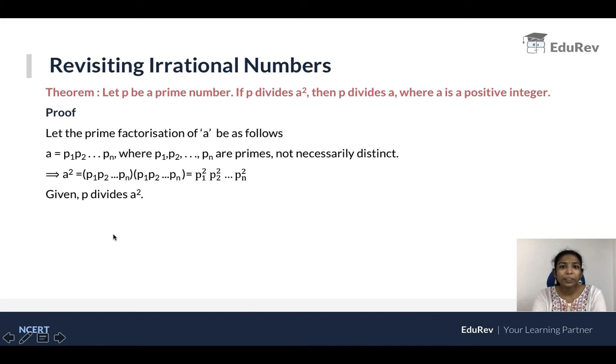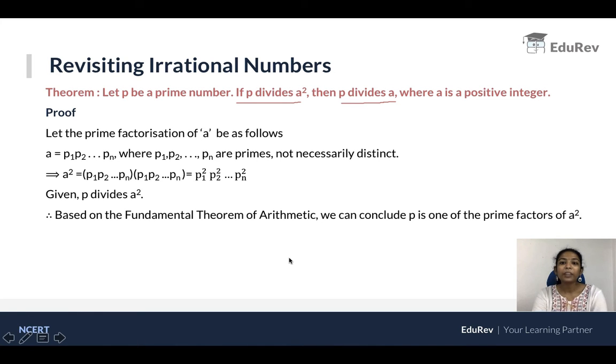But what was the information given? P divides A square. See, that was given here. If P divides A square, our condition is to prove that P divides A. So I am assuming the given condition, P divides A square. Based on the fundamental theorem of arithmetic, what do we know? P should be one of the factors of A square if P is dividing A square. So what are the prime factors of A square? P1, P2 and so on till Pn, because A square is written as P1 square into P2 square into Pn square, all are prime numbers.